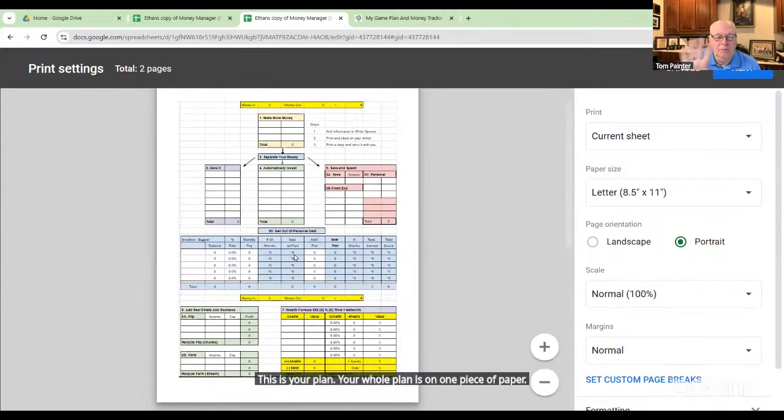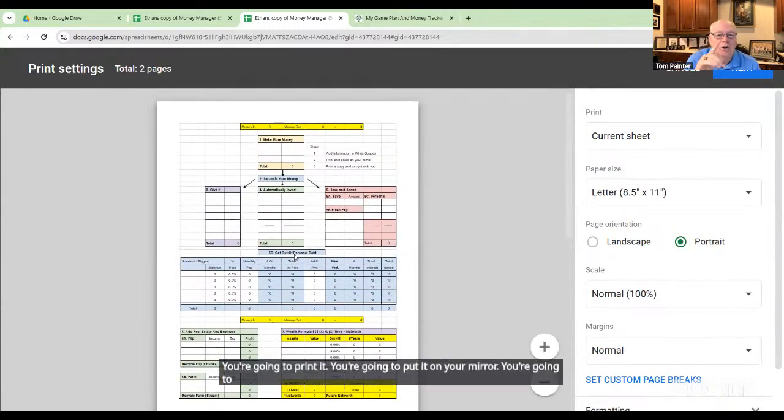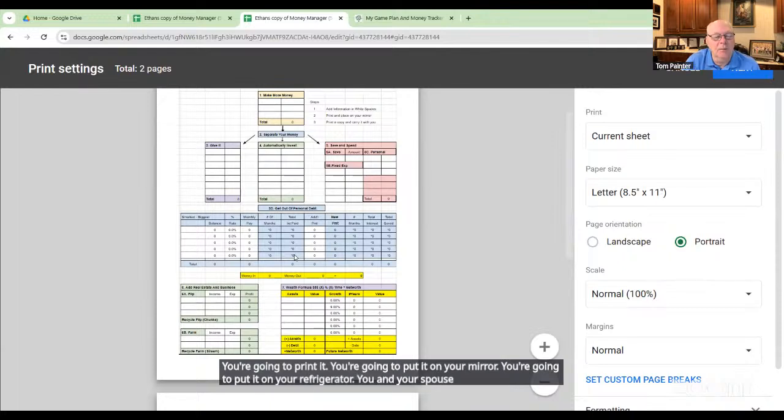You're going to print it. You're going to put it on your mirror. You're going to put it on your refrigerator. You and your spouse are going to be on the same page. You're going to be in the same boat. You're rowing together.